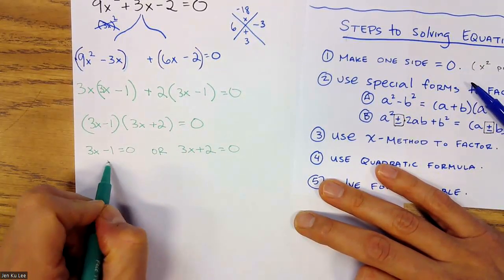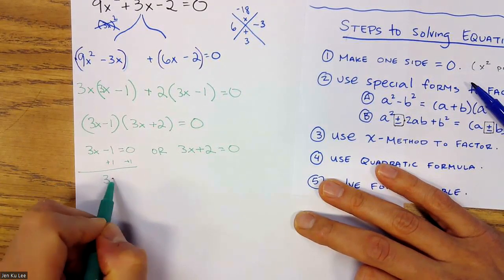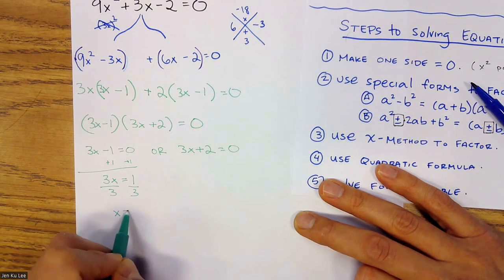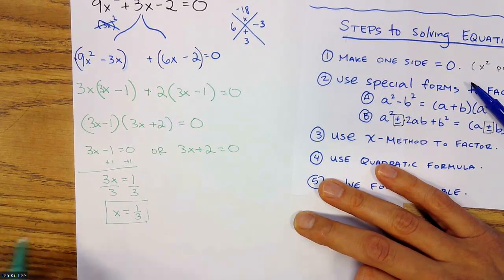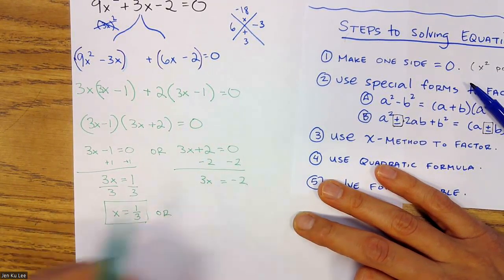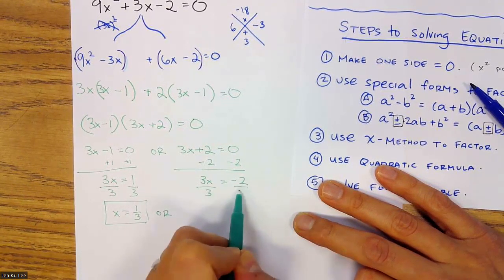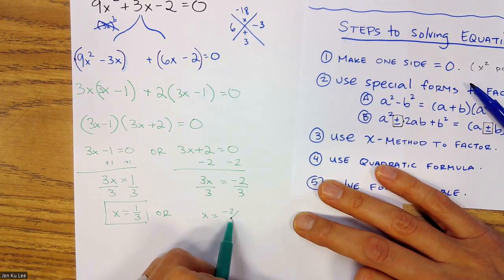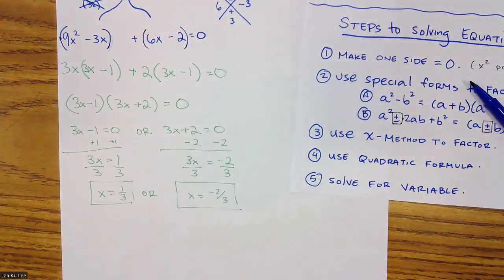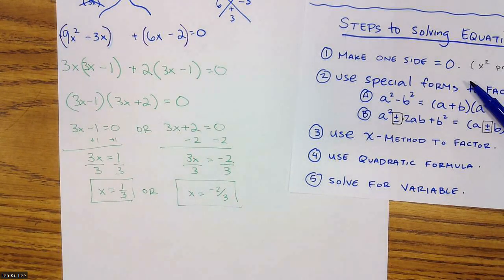And then we're going to go ahead and solve. We're going to add 1 to both sides. 3x equals 1. Divide by 3, divide by 3, x equals 1/3. Or subtract 2, subtract 2. 3x equals negative 2. Divide by 3, divide by 3, x equals negative 2/3. Okay, so that is how you solve it. Notice that we didn't even touch the quadratic formula yet because we didn't need it.